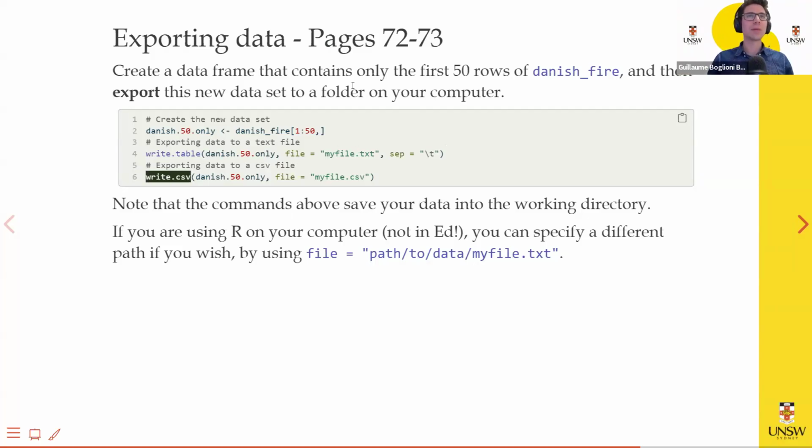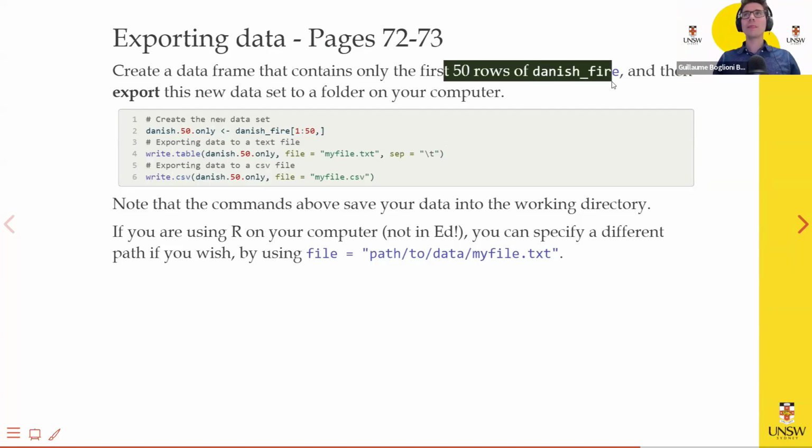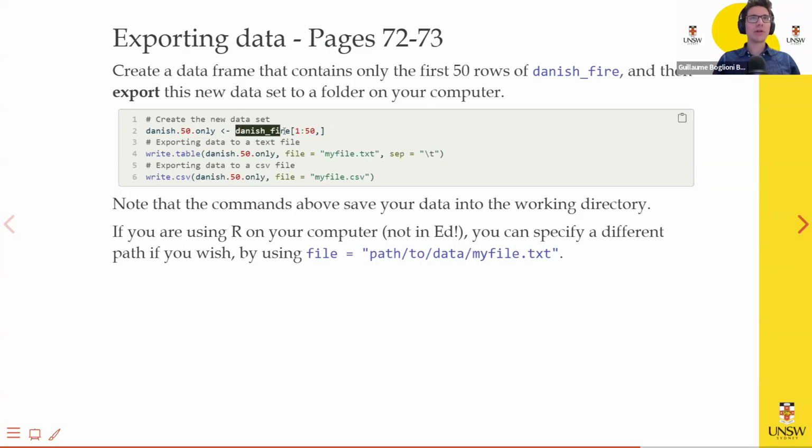So let's just cover a small example with this. Create a data frame that contains only the first 50 rows of Danish fire, and then export this new data to a folder on your computer. So, well, the example is there. Let's imagine that I've imported Danish fire, and then I made some manipulation to it, and I want to export it again with my changes.